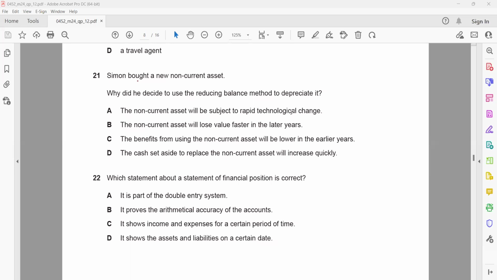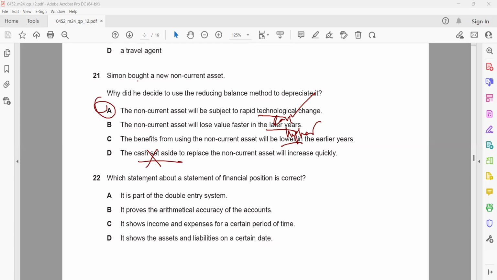This one is possible, because one of the reasons for reducing balance is technology. The non-current asset will lose value faster in the earlier years, not the later. The benefit of using the non-current asset will be lower in the earlier years, it should be higher, not lower. The cash set aside to replace the non-current asset, this is not the cash set aside, it's purely an accounting requirement. So in this case, the answer should be A.